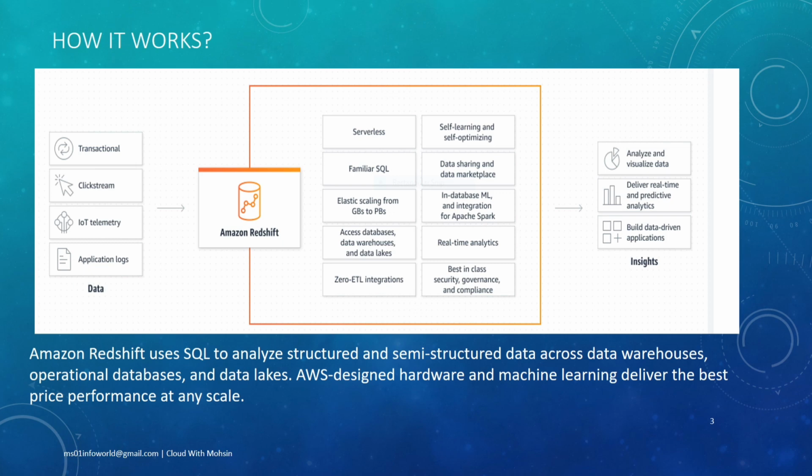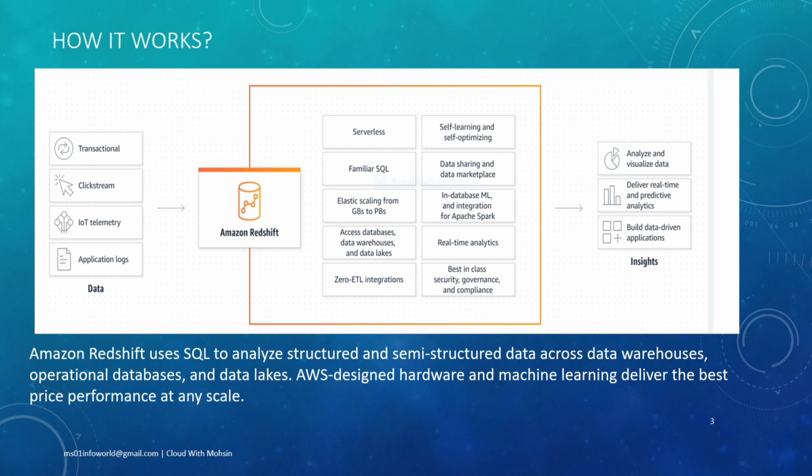Now let's understand how it works. You can see a pictorial diagram here. On the left side you can see the data. The data can be transactional, or it can be IoT, telemetry, or application logs. Redshift will process all this data, whether structured or semi-structured. It will use SQL to analyze structured and semi-structured data across data warehouses, operational databases, and data lakes.